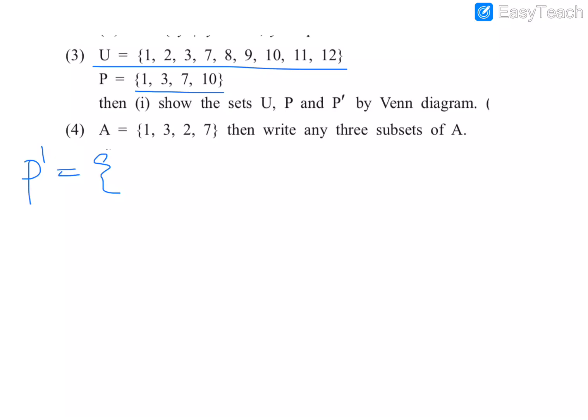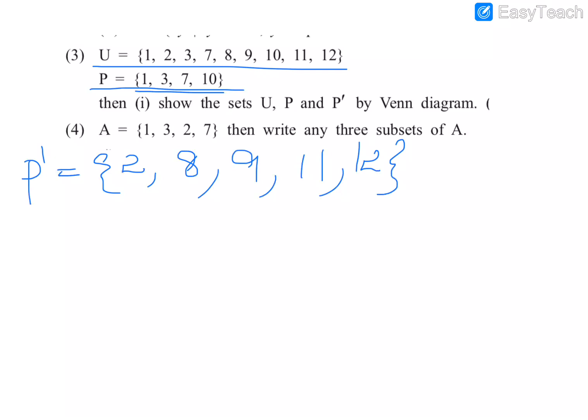So 1 is here, 2 is not here, so it will be here. 3 is here, 7 is here, 8 is not here, so it will be in P complement. 9 not in P, so it will be in P complement. 10 is here, 11 not in P, so it will be in P complement also. 12 also not in P. So the set of P's complement will be the set of 2, 8, 9, 11 and 12.